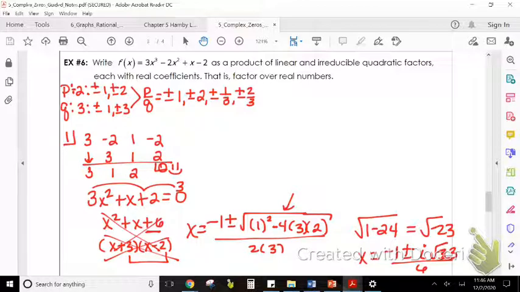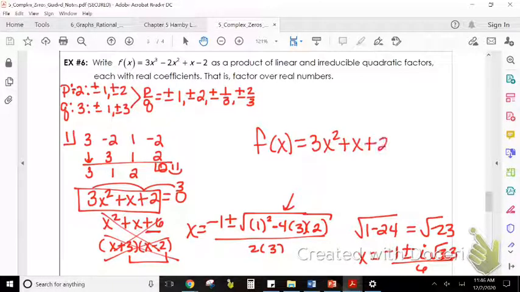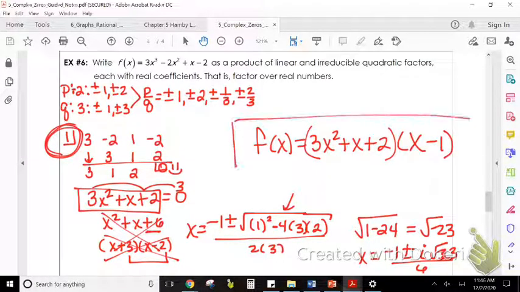So what they had said here in the directions is if it's an irreducible quadratic, so you're not going to get any real numbers, then stop there, okay? So this is going to be one of our factors. When I go to write this, it's going to be f of x equals that 3x squared plus x plus 2, times, what was the 0 we found that gave us that? The 1. So it would be x minus 1. And so this is the product of the linear and irreducible quadratic factors.